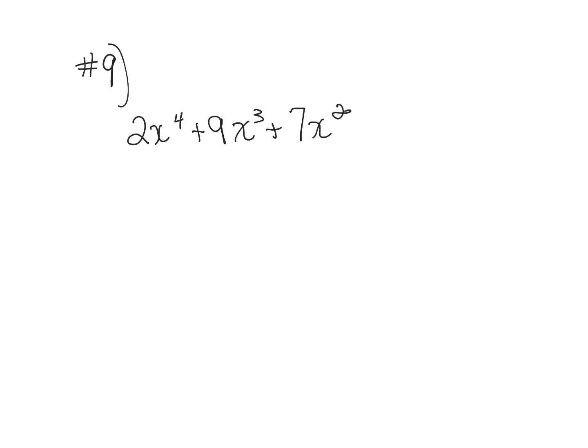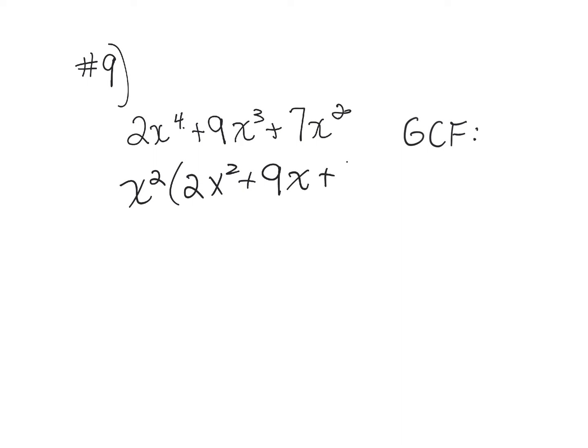So, look for a GCF, which is x squared. You can't take an x to the 4th out of all of them because these have fewer factors of x. This has 3, but this one doesn't, so you have to take 2. This has two factors of x, this has two factors of x, and that has two factors of x. So x squared comes out, and we have 2x squared left, plus 9x plus 7 alone.